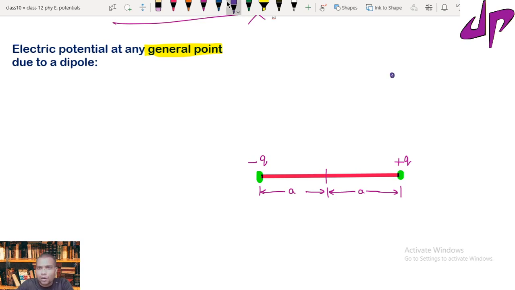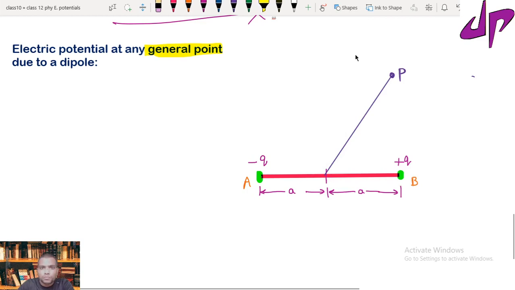Let me consider an arbitrary point P. This point is at a distance r from the middle of the dipole. I would like to find what is the electric potential due to this dipole at this point. For that, we will consider this charge at location A and this charge at location B.